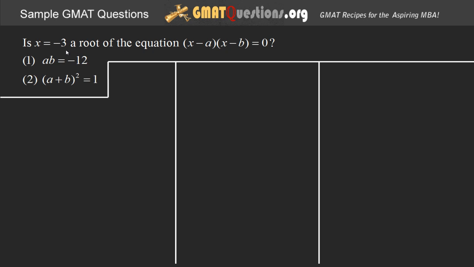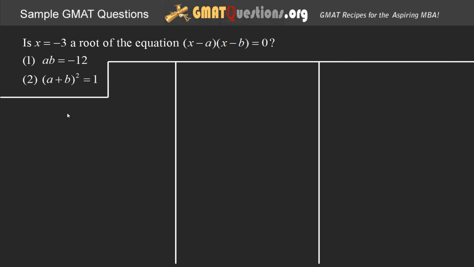Is x equal to negative 3 a root of the equation (x minus a) times (x minus b) equals 0? Statement number 1: ab is equal to negative 12. Statement number 2: (a plus b) squared is equal to 1. Many of you are tempted to plug x equal to negative 3 into this equation and go from there.